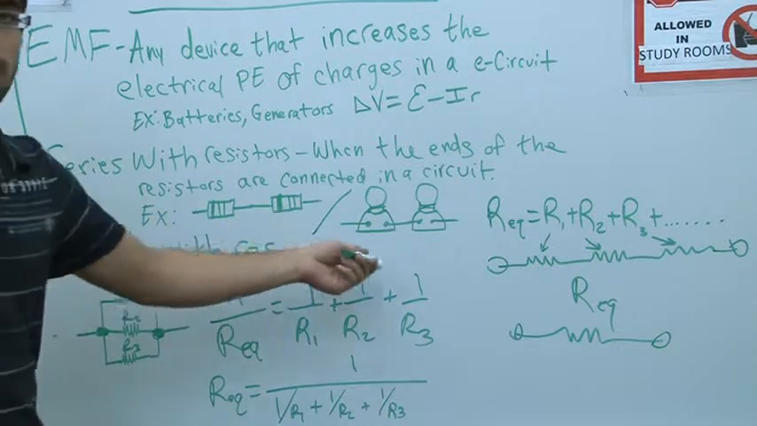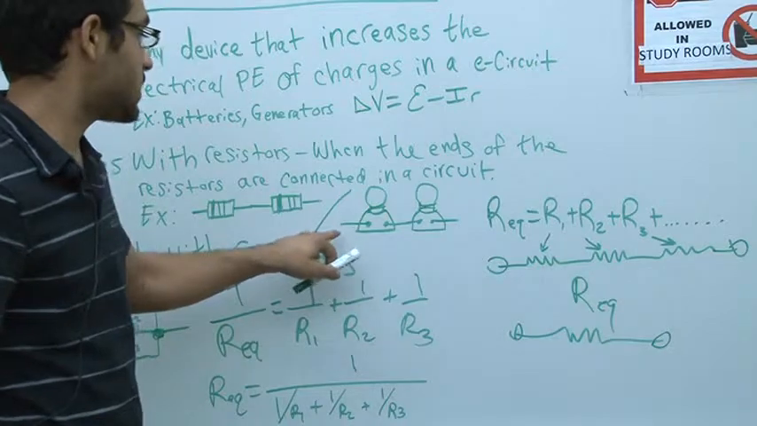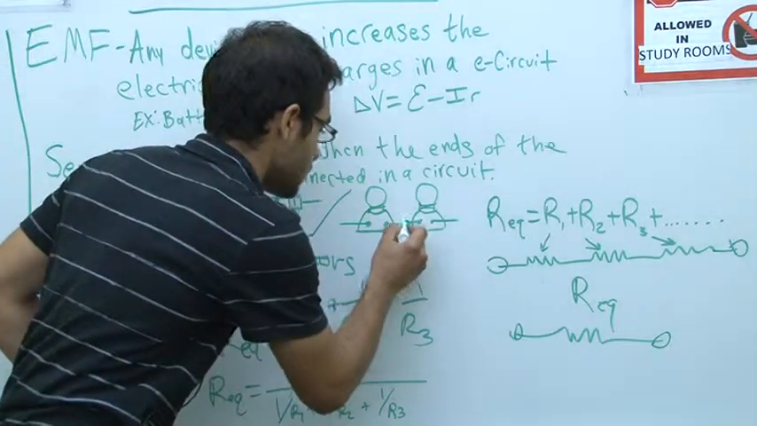Now you can compare resistors to light bulbs. Light bulbs have resistance, but they're not resistors. As you can see, I drew it the same way. This is just a point of connection.